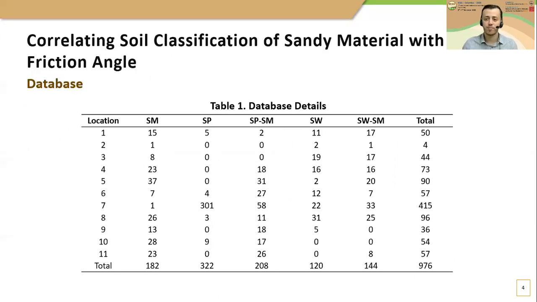The first step was to collect the data, and we have collected a total of 976 direct shear test results distributed among 5 soil classifications of sandy material as listed in table 1. The soil classifications are SM, SP, SPSM, SW, and SWSM.